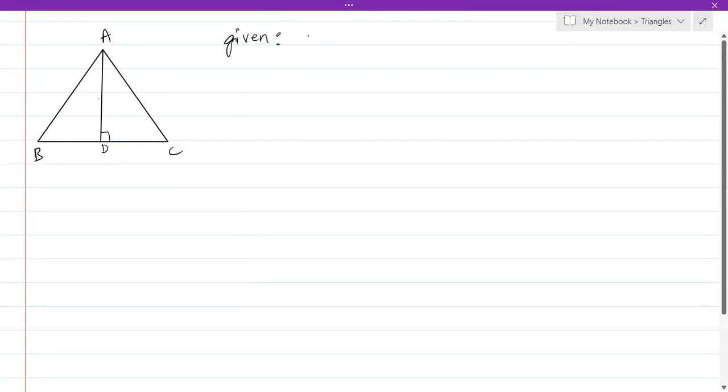What they have given is they have given DB is 3 times CD. And we have to prove that 2 times AB square is equal to 2 times AC square plus BC square. Okay, let's prove that.